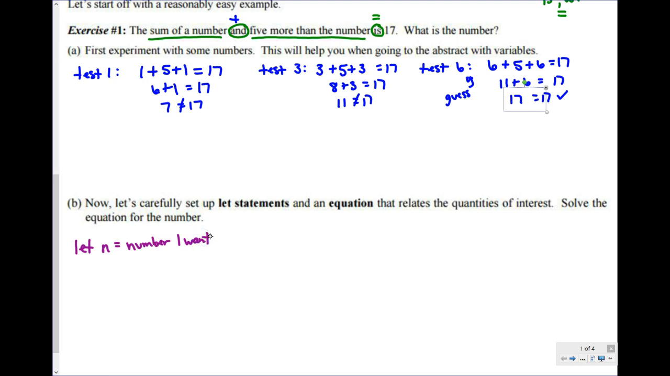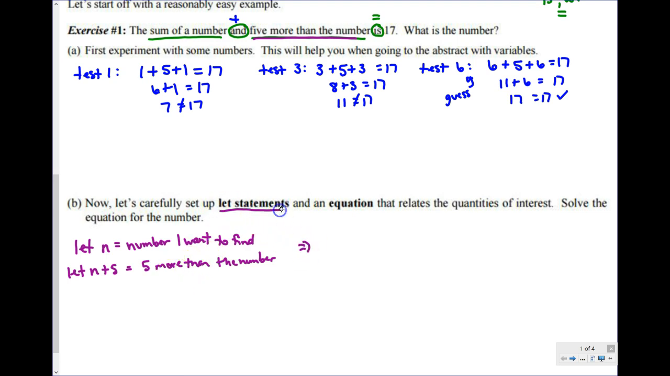Okay, n is going to be the number I want to find. The other thing I don't know, if I look in the problem here, is the first number, and I have 5 more than the number. So let's let n plus 5 be 5 more than the number. Okay? Now that I know these two things, let's put it together into an equation.